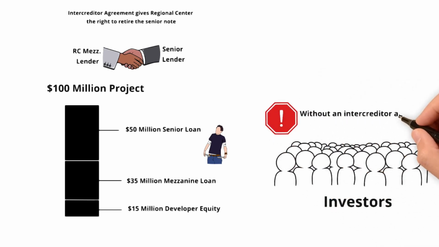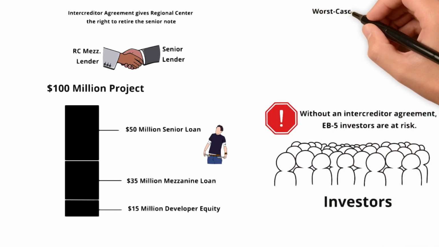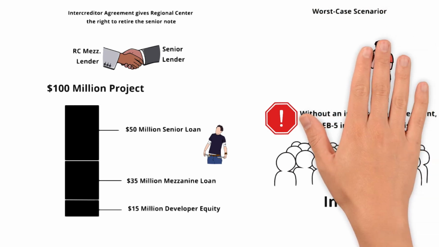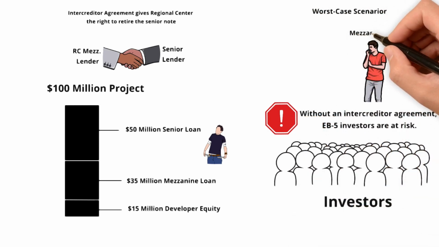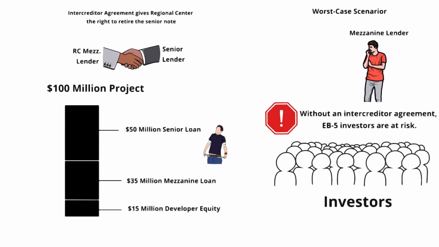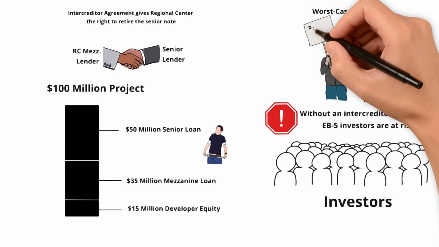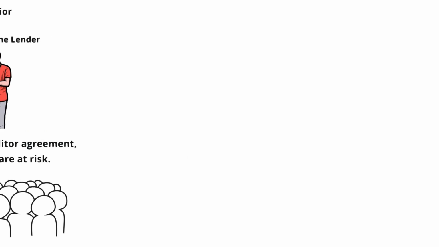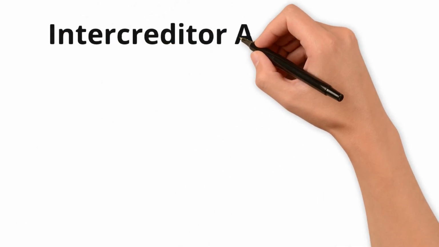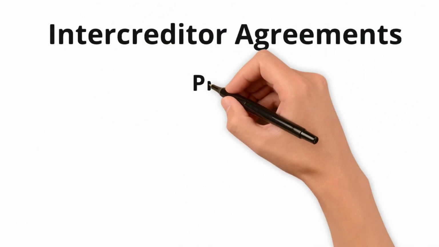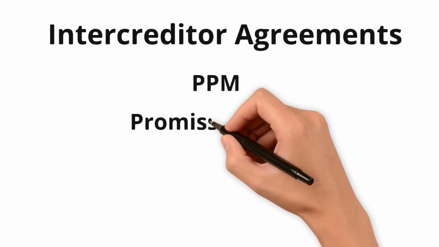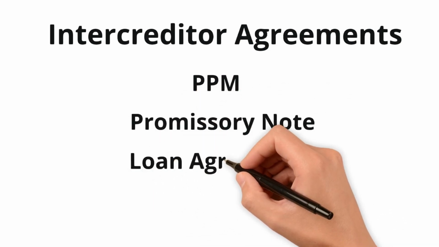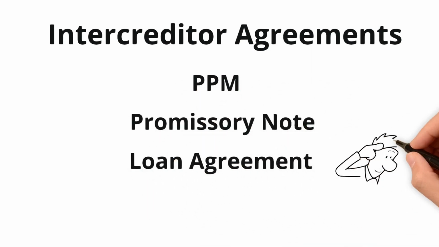The worst-case scenario for a mezzanine lender is if the developer defaults on the senior loan. Most intercreditor agreements require the mezzanine lender to acquire the senior loan immediately in such cases. If not, the mezzanine lender risks losing all its investment. Beyond reviewing offering documents, potential EB-5 investors should also review existing intercreditor agreements to properly evaluate the risks involved. Understanding these agreements is essential to making informed investment decisions.